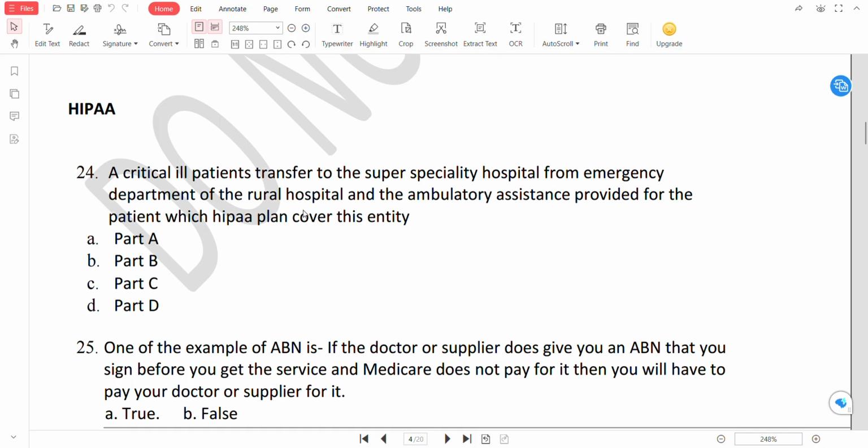Next section is HIPAA related. 24. A critically ill patient is transferred to the super specialty hospital from the emergency department of the rural hospital and ambulatory assistance is provided for the patient. Which HIPAA plan covers this entirety? It is related to which part? Here are the options. Option A part A, option B part B, option C part C and option D part D.